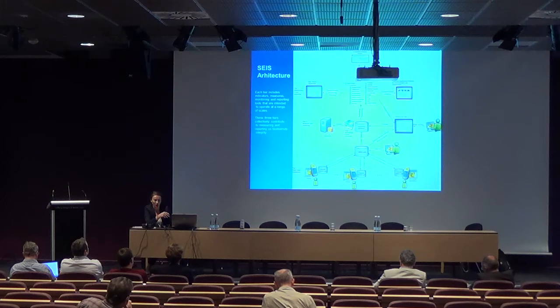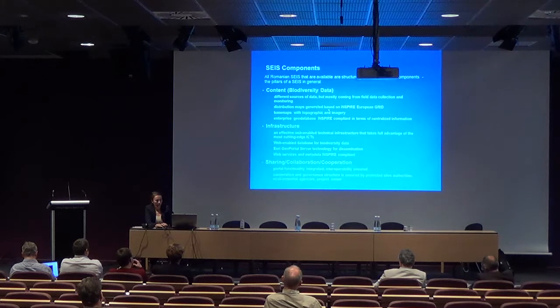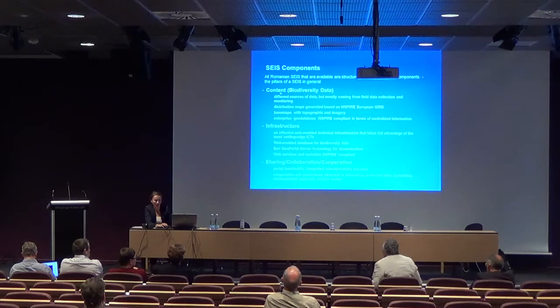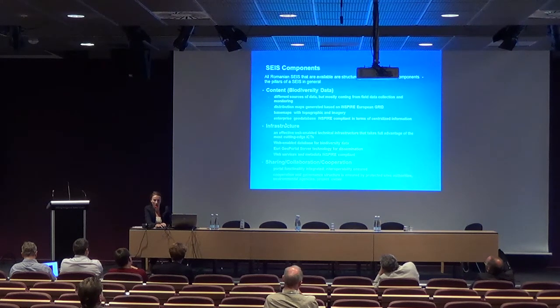And the third tier is the core. It's Esri GeoPortal Server technologies, and it allows users to manage data and share it with other interested parties, and the National Institute of Biology, which is the owner of the national e-reporting system. The SACE components are structured around three main components, which are also the pillars of the SACE. The content, which is the biodiversity data in the biodiversity database. The infrastructure, based on a web-enabled platform for disseminating distribution maps and all the dynamic web services.